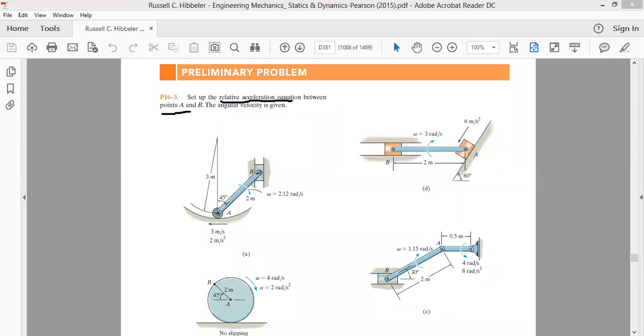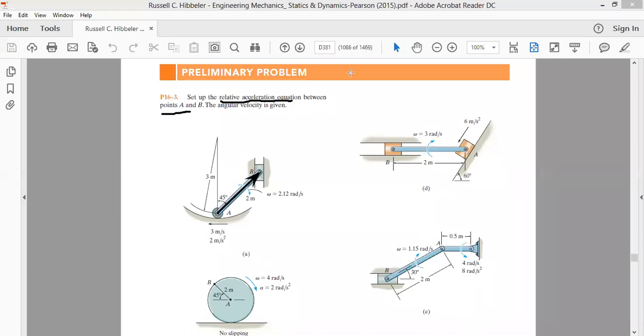The velocity of point A is given to us. The acceleration of point A is given to us. But we are given neither the velocity of point B nor the acceleration of point B. So what should the trend be? The trend is that we have to solve for the acceleration of point B in terms of the acceleration of point A. So we'll be drawing the vector from A to B.